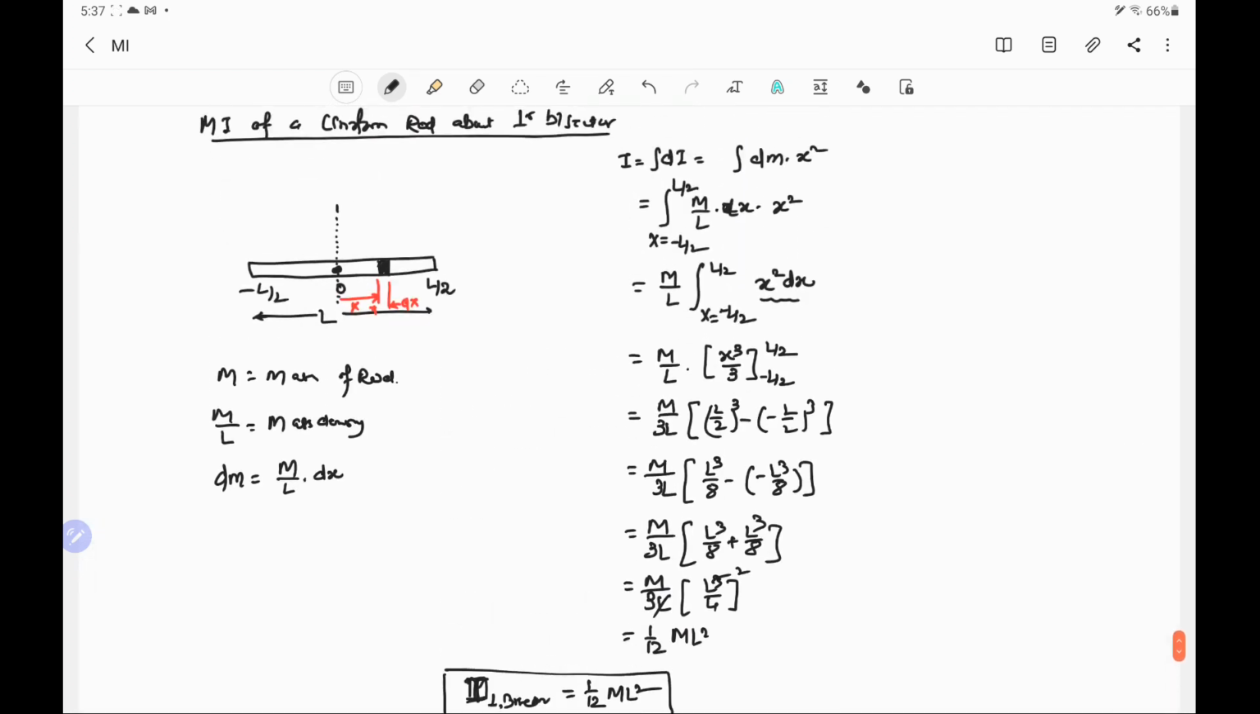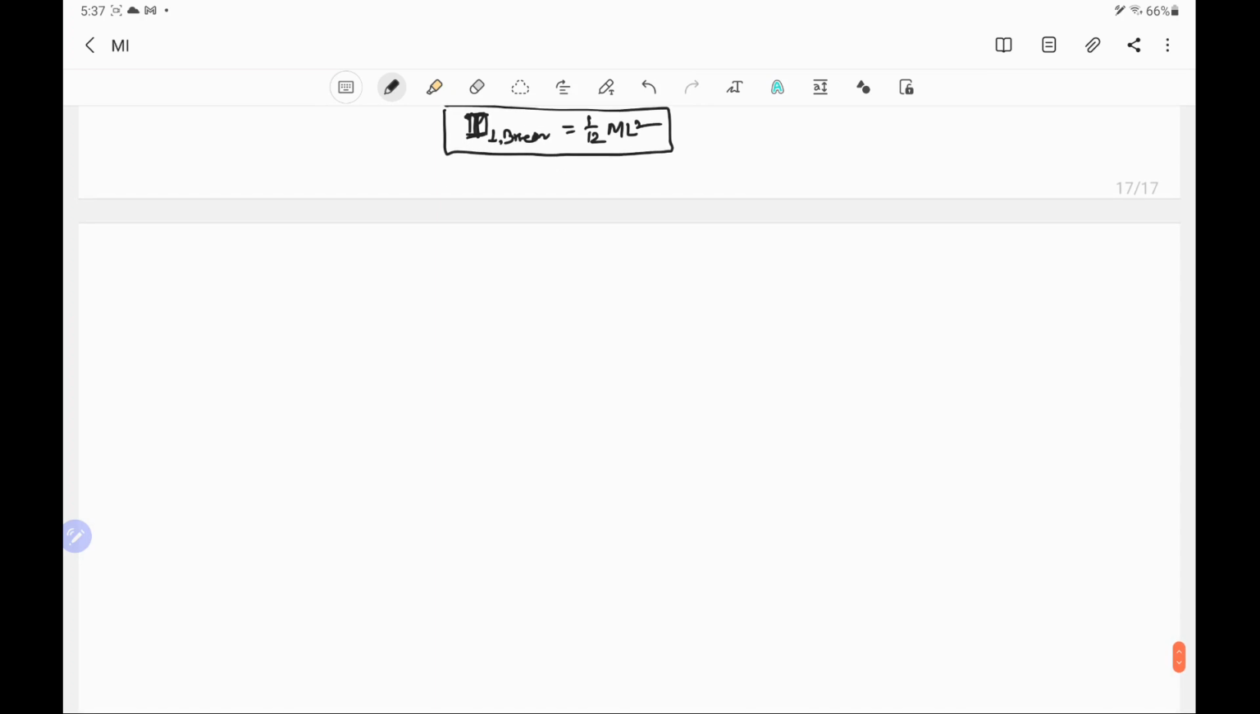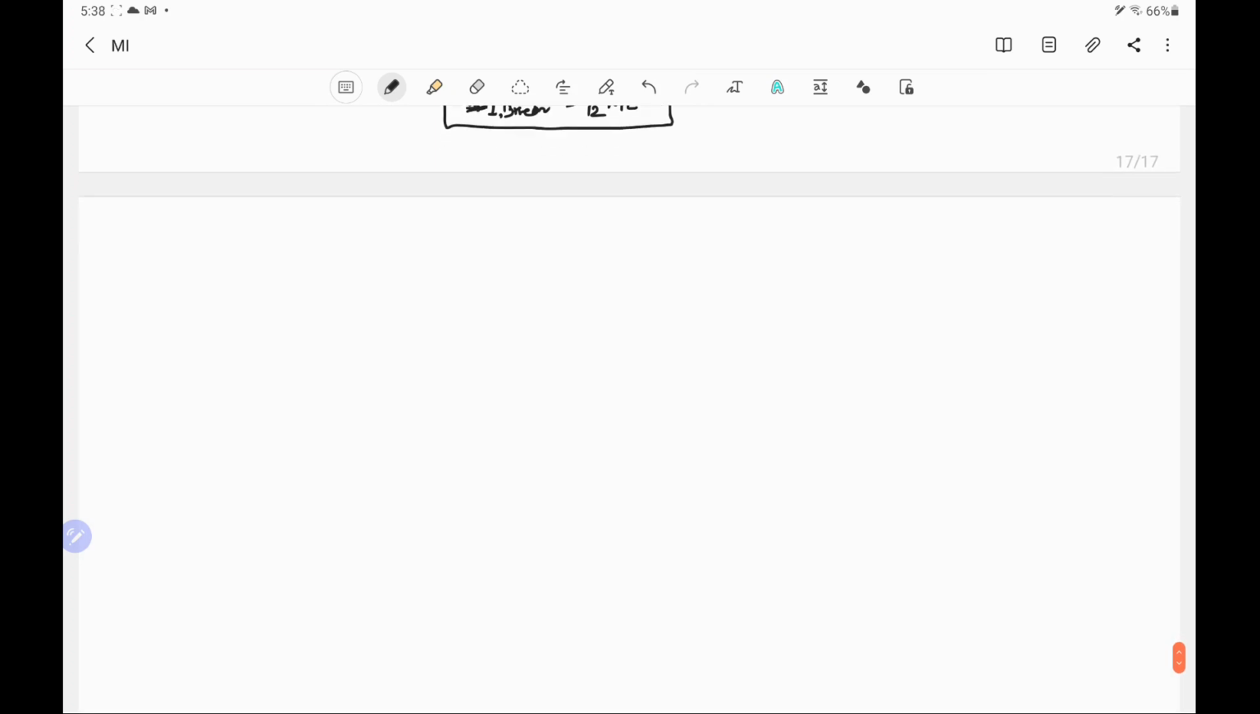Similarly, using the parallel axis theorem, we can find the moment of inertia about the end of the rod, which is parallel to the perpendicular bisector. For that, suppose this is the rod of length L. This is the center and perpendicular bisector passes through it. This distance is L by 2. And this is A, suppose this is O and this is B. And now we have to find the moment of inertia about this axis passing through B, which is parallel to the perpendicular bisector. So here we use the parallel axis theorem.